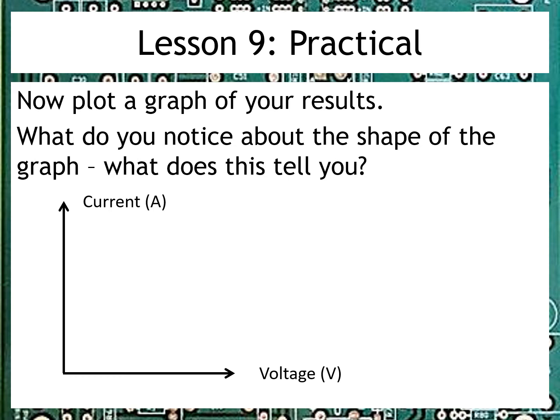If we get this sort of graph, then we call it an ohmic resistor. It obeys Ohm's law. So what we're really looking at in these practicals is trying to find out whether each component is ohmic.